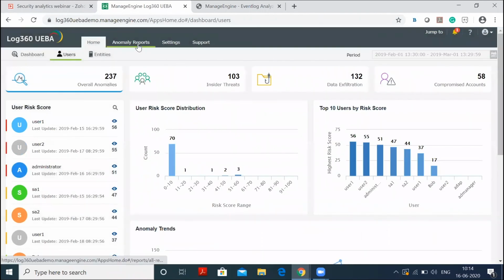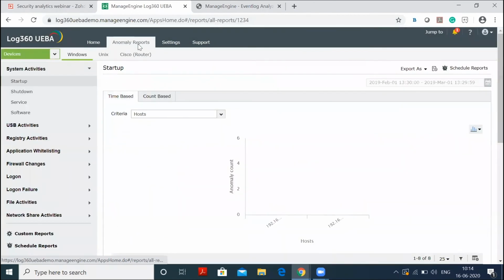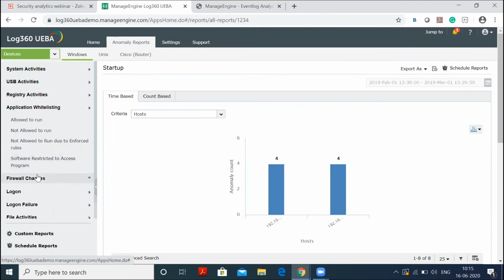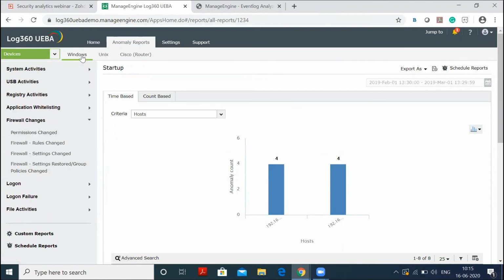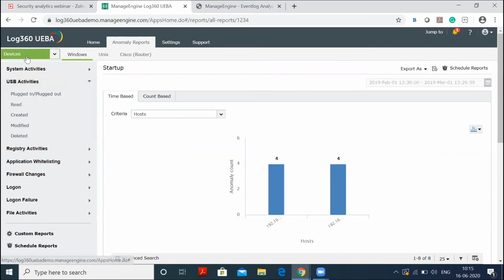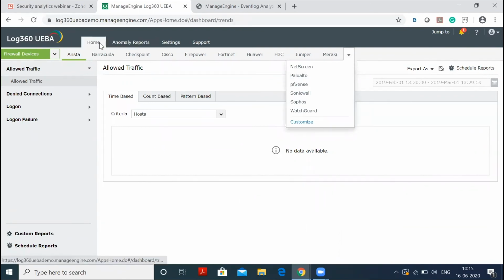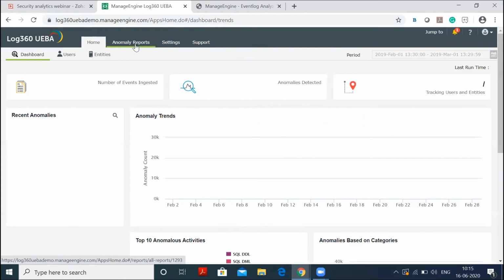You additionally get anomaly reports, wherein you can track individual events and track what is going on. So you can see, for example, you can track anomalies of USB activities, registry activities, application whitelist, firewall changes, logons, and so on. And this is available for Windows, Unix devices, as well as your applications, as well as, very importantly, your firewall devices. Right? So we give out-of-the-box support for a wide range of firewall vendors. So you can add these devices and start generating and monitoring your network for anomalies.